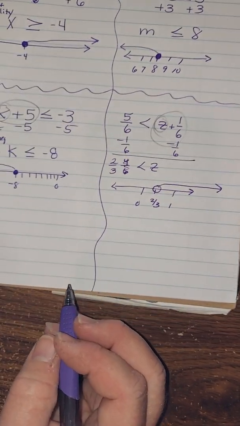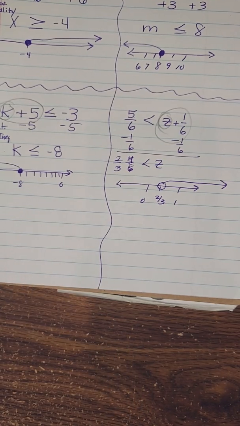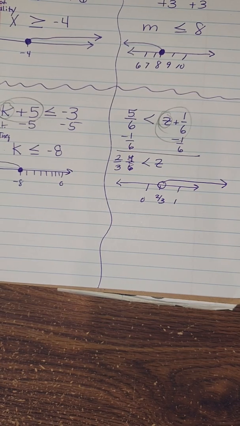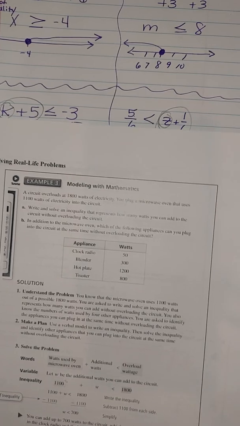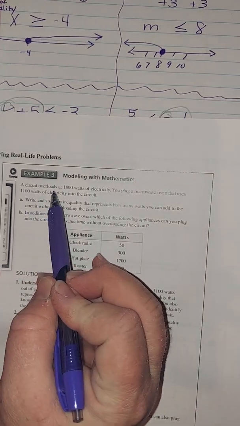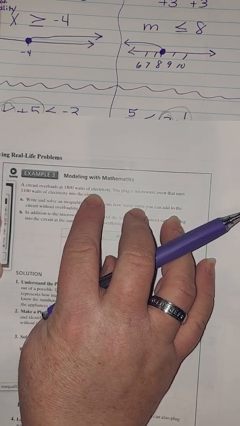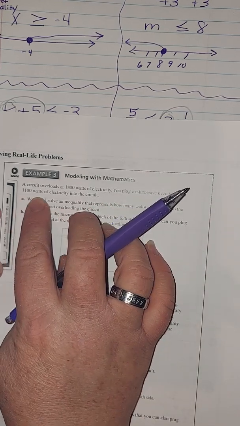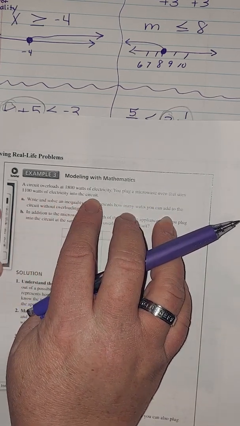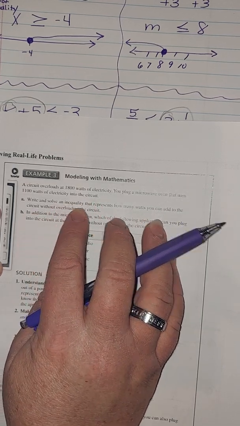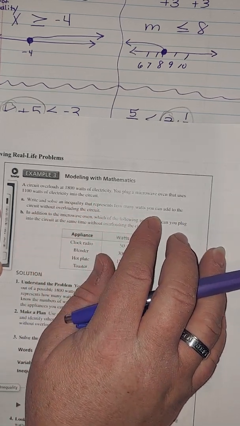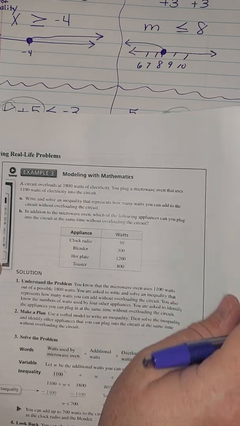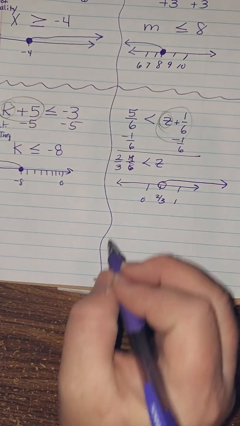Okay, so I want to read you a story of a problem. A circuit overloads at 1,800 watts of electricity. You plug a microwave oven that uses 1,100 watts of electricity into the circuit. Write and solve an inequality that represents how many watts you can add to the circuit without overloading the circuit. So 1,800 watts is our maximum.